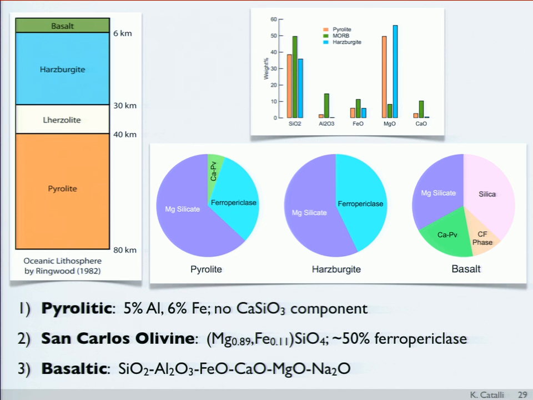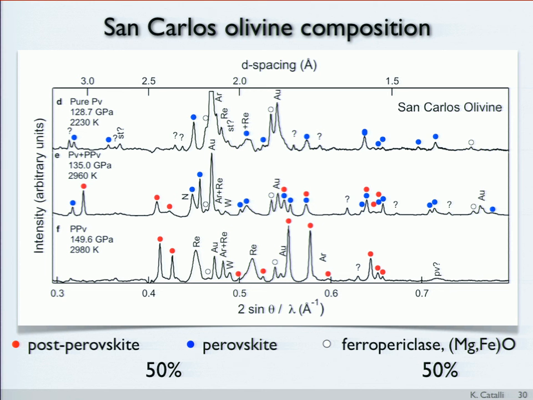So we can look at a breakdown of the mineralogy of these 3 phases. Pyrolite is going to be mostly magnesium silicate with about 1/3 ferropericlase. Ferropericlase is basically MgO, magnesium oxide, with iron in it. Harzburgite has a larger ferropericlase component. And basalt, instead of being saturated in magnesium oxide, is saturated in silicon dioxide. And you also have these other 2 phases here. They also have very different chemical compositions, where the basalt has a lot more alumina in it, a lot less magnesium and more silicon. So we want to see how all of these play into the post-perovskite transition.